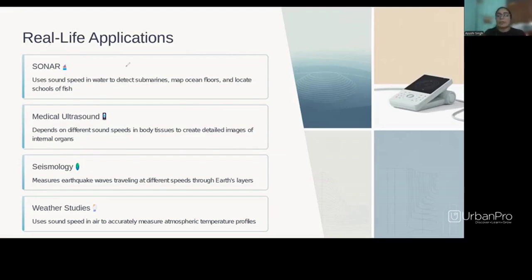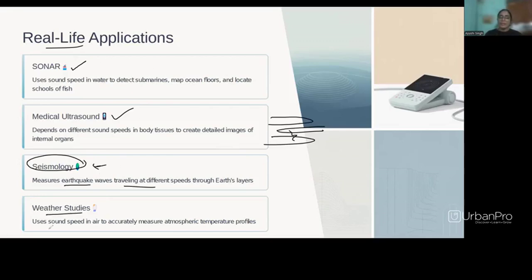Now, if we talk about real life applications, we have talked about sonar, right? We have talked about ultrasounds. Now, seismology. Seismology is the study of earthquakes. So the earthquake waves, how they are traveling, at what speed they are traveling through different earth layers like this, right? These layers. All this is being measured with the help of the knowledge of sound.